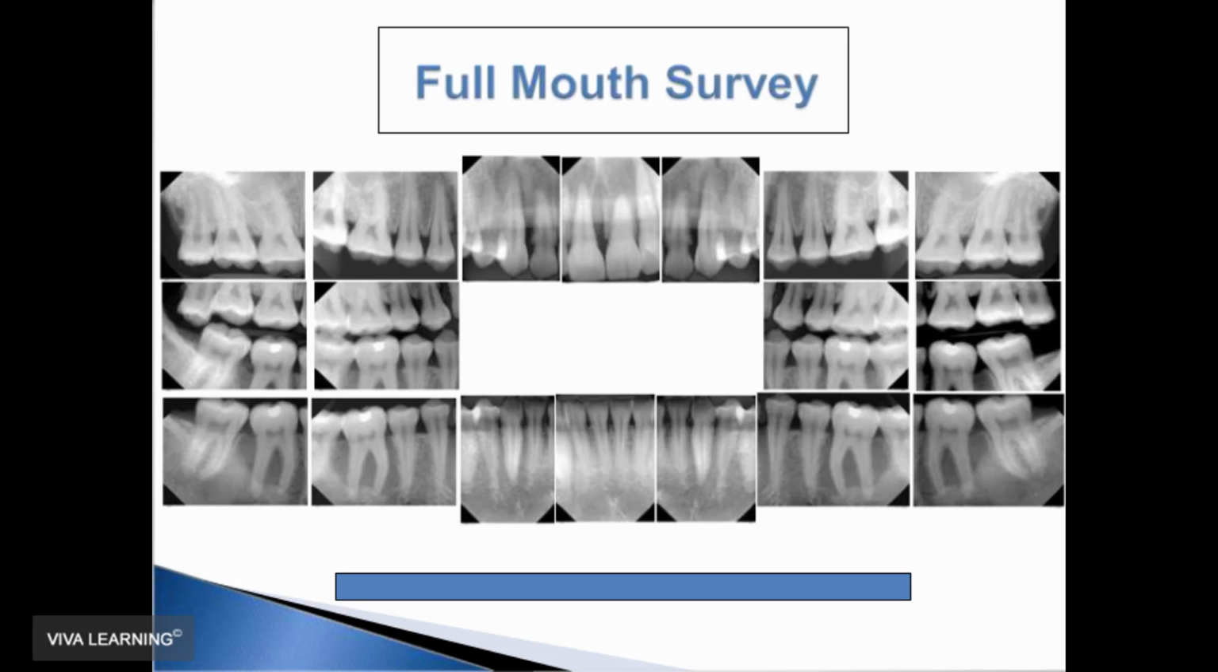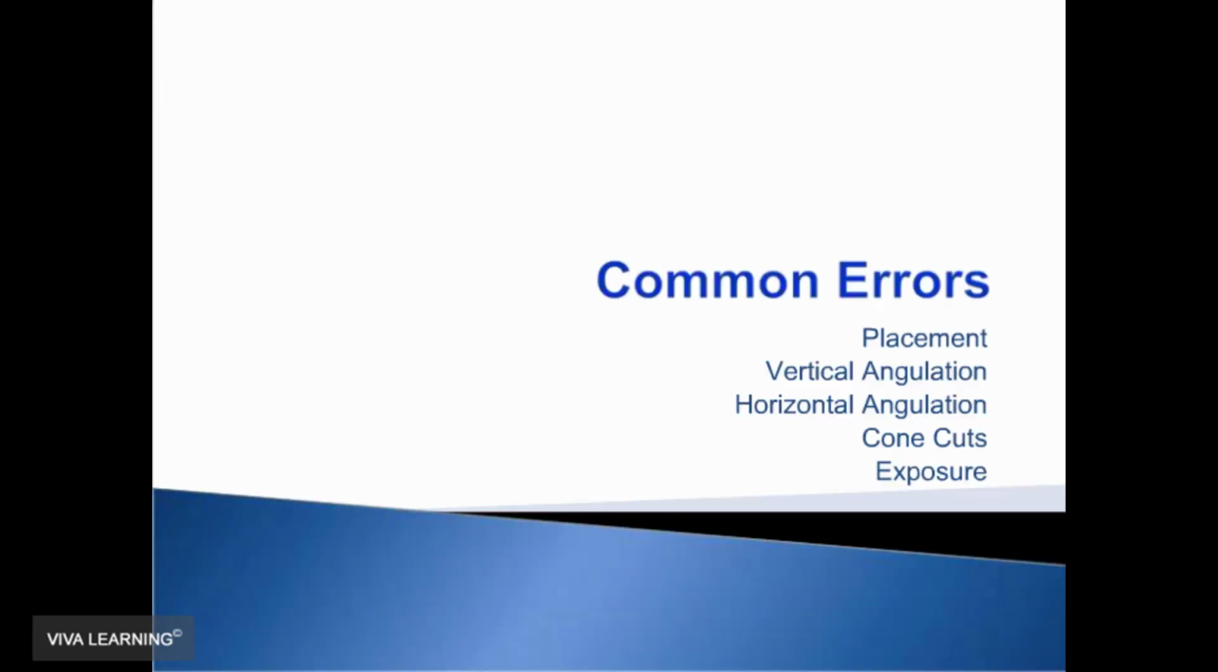I find with rigid receptors, sometimes it's very difficult to get the distal of the canine in both the periapical and the bite wing, but we're always striving to do that so that we have full coverage of all structures when we put the composite of our images together.